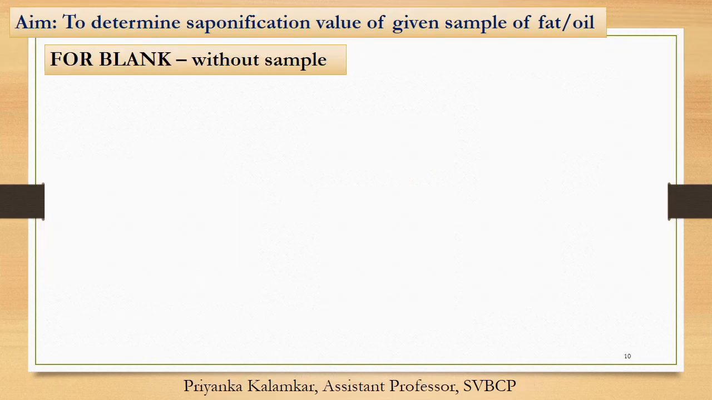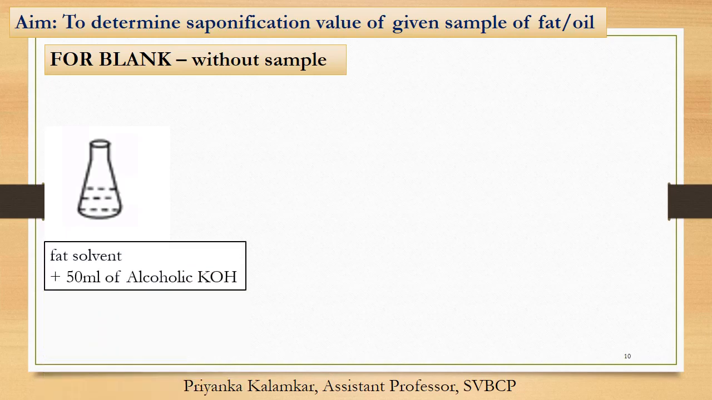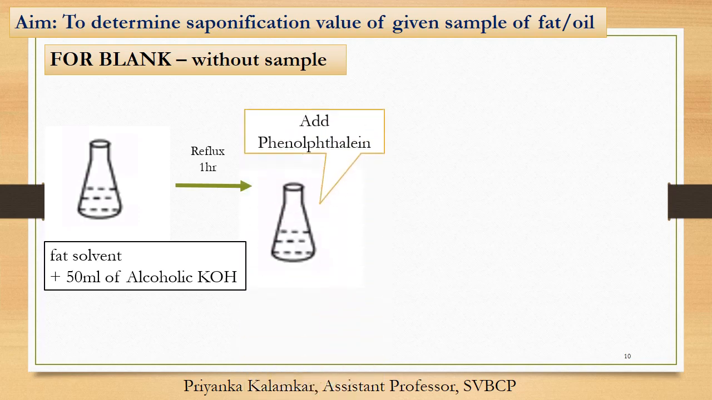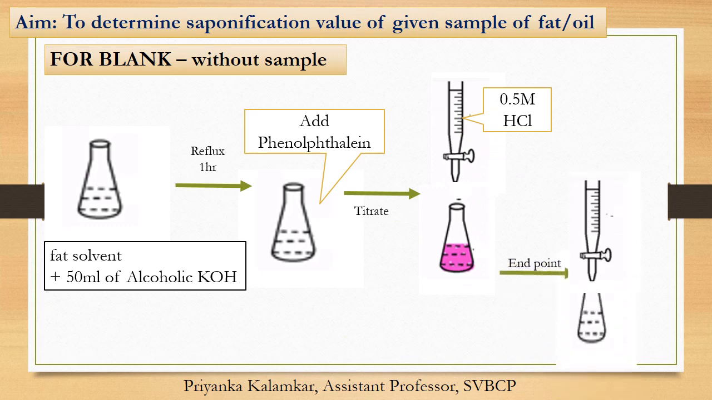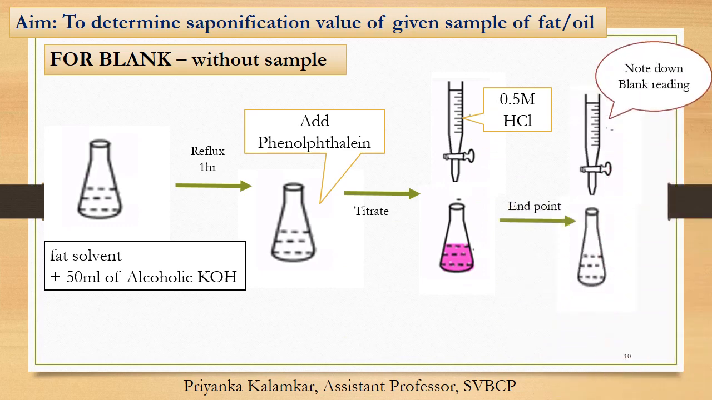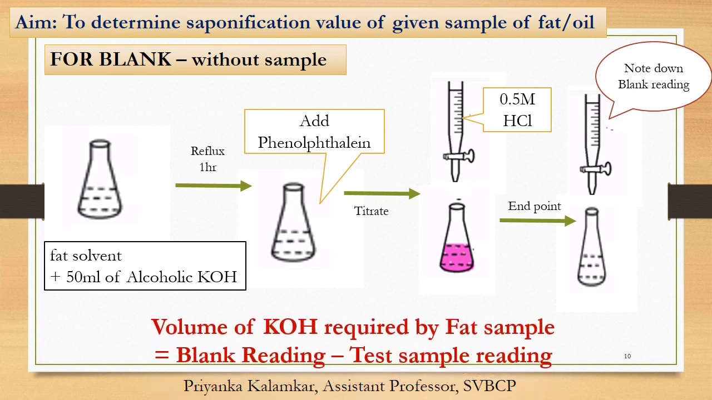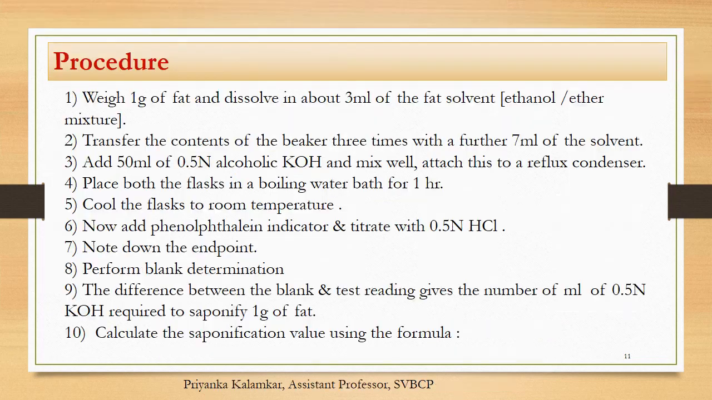How are we going to do the blank titration? Without sample. The same procedure I will carry out, only I will not add the fat or oil sample. I will take the fat solvent, the same amount which I have taken earlier. I will take 50 ml of alcoholic KOH, reflux it for 1 hour, then add phenolphthalein, it will turn pink, titrate it with HCl, and the endpoint will be pink to colorless. Note down this reading as the blank reading. The difference between the blank reading and the sample reading gives the amount of KOH required by the fat sample.